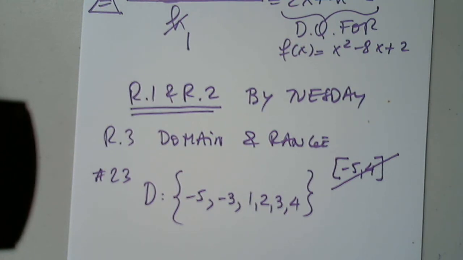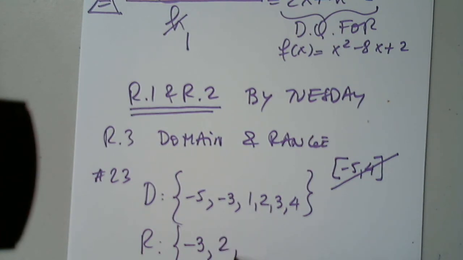Let's also identify the range. So the domain goes from left to right. The range goes from the smallest to the highest. Of course, because this function has only points, I have to write the range again with braces: negative 3, comma, 2, comma, 4, comma, 5. That's it.